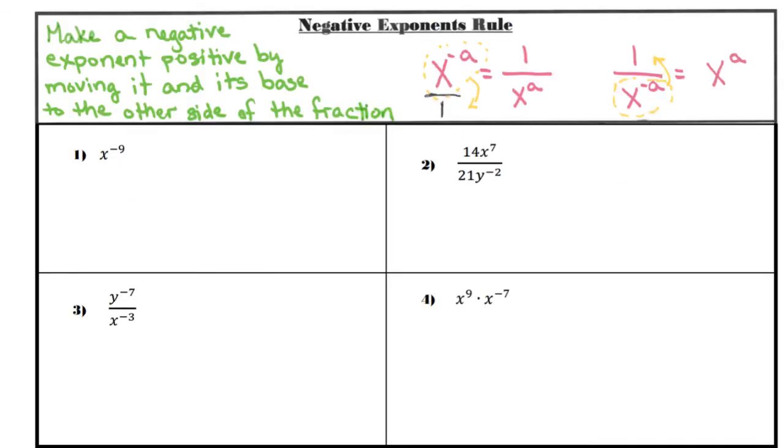Now our last rule for today will deal with negative exponents. And the rule of thumb is an answer is never simplified if it includes a negative exponent. So we need to figure out how to rewrite our answer with a positive exponent. And in order to do that, you can make a negative exponent positive by moving it and its base to the other side of the fraction.